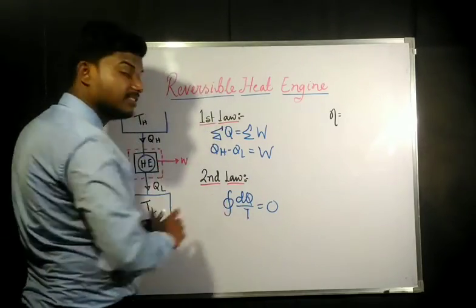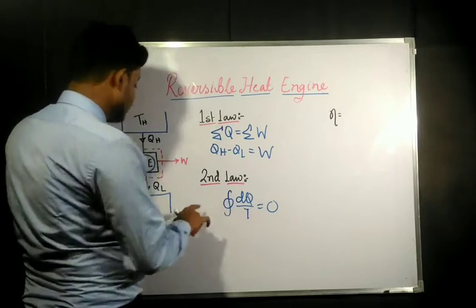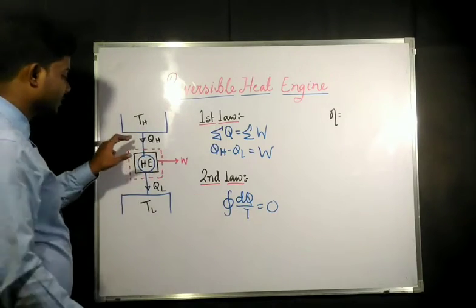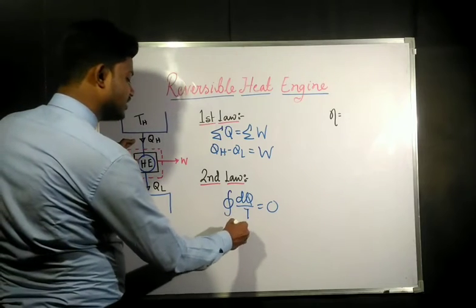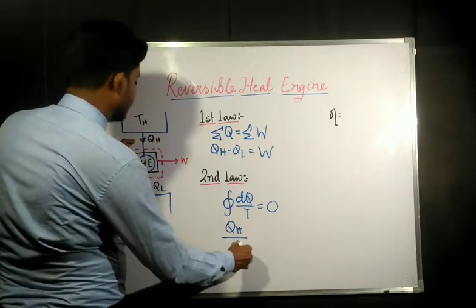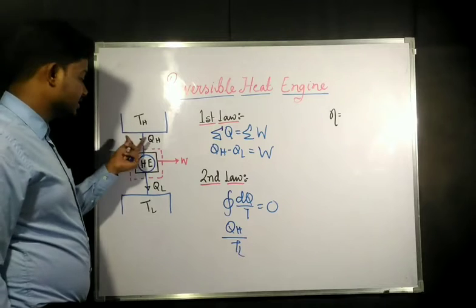So this is going to be the second law. Now in this cycle, what is the dq by t? We can write from this cycle that QH by TL. From temperature TH, QH is coming.